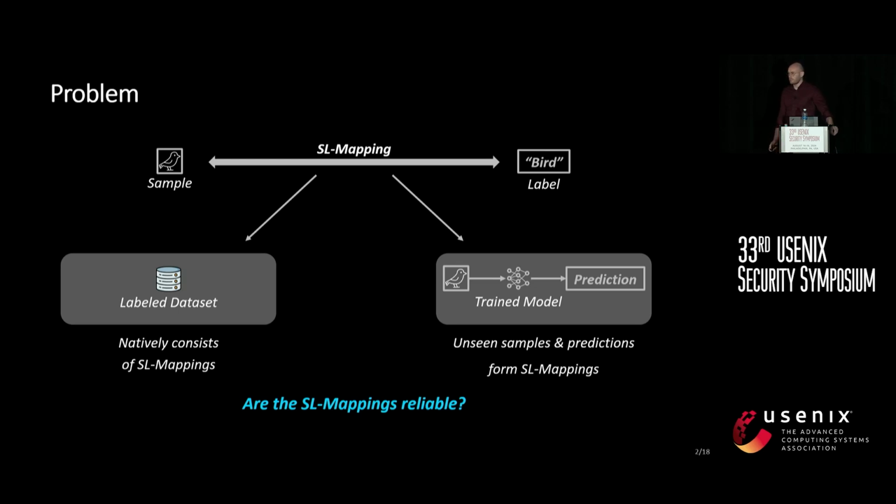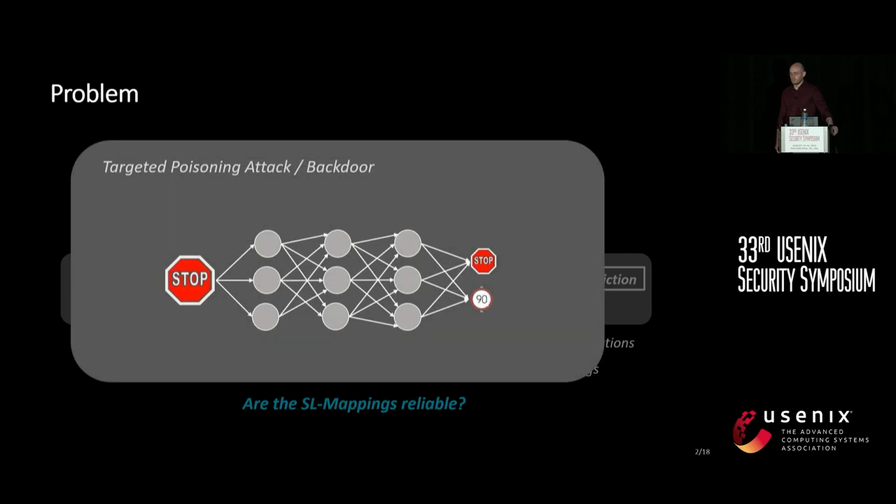So why shouldn't they be reliable? One example would be a poisoning attack, where a regular model just outputs normal and benign predictions for an input sample, but an adversary can of course change the input sample. For example, add a trigger. You can see here a yellow square as a trigger, which might cause a misprediction in the machine learning model. So such a misprediction is then a false sample label mapping.